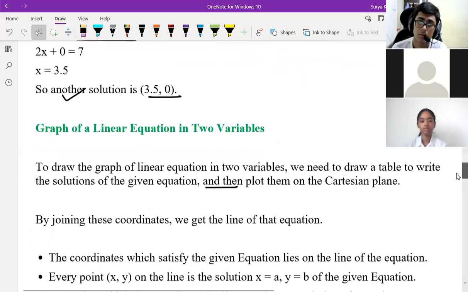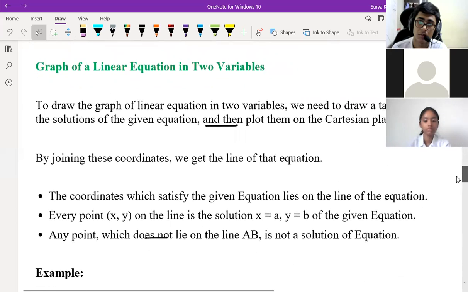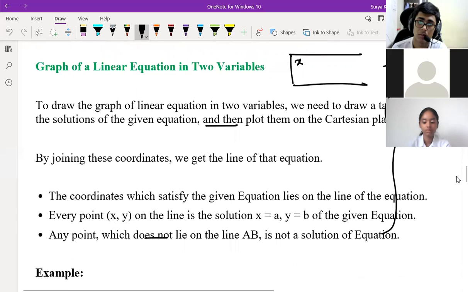Now the next part is the graph of a linear equation in two variables. Children, no need to see anything except what I told you about how to draw the graphs. That is more than enough. I told you x and y. You put x is equal to 0. What are you getting for y? You put y is equal to 0. What are you getting for x? That's it. Sir, I have a doubt.